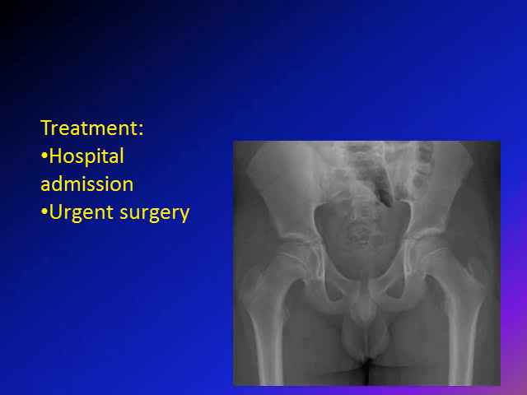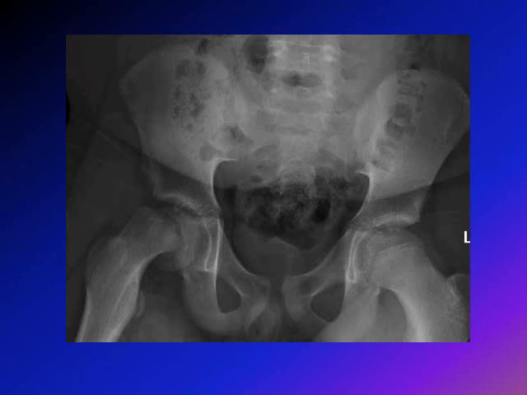What is the treatment of slipped capital femoral epiphysis? It is hospital admission and urgent orthopedic consult to take this patient to surgery. So this is an X-ray of a child, 12-year-old, who has a slipped capital femoral epiphysis on his right side. This child unfortunately was not admitted to the hospital and was asked to follow up at a later day. However, he presented to the emergency room a few days later when he fell down, and you see now how much slippage he has.